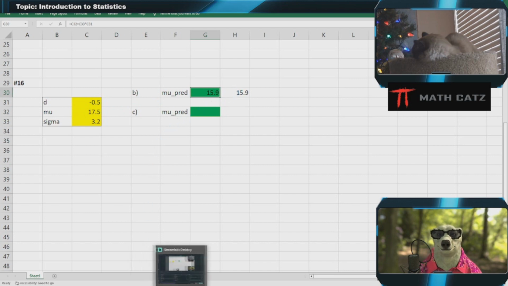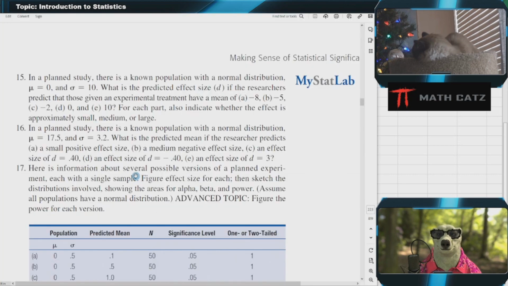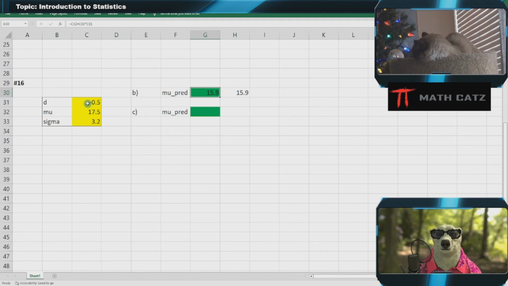In part B, where am I now? B. Question B. There we go. B, that was B. Medium negative effect size. I also want to do C, an effect size of D, 0.4. So now the spreadsheet makes it so convenient, I can just put in here 0.4 and the calculation you see there will update, and I can put that next to the C answer.